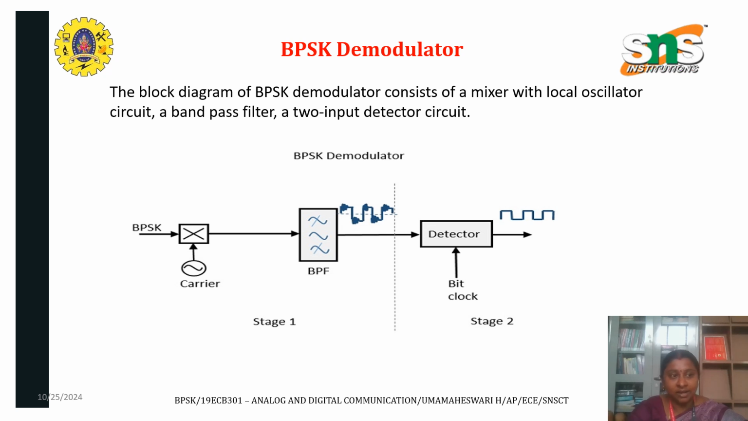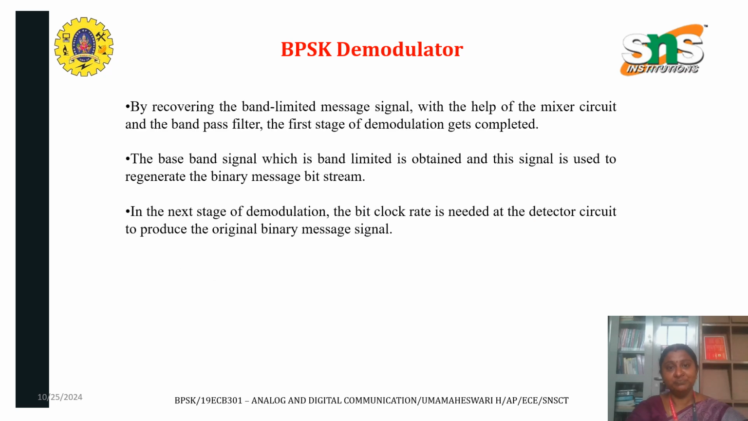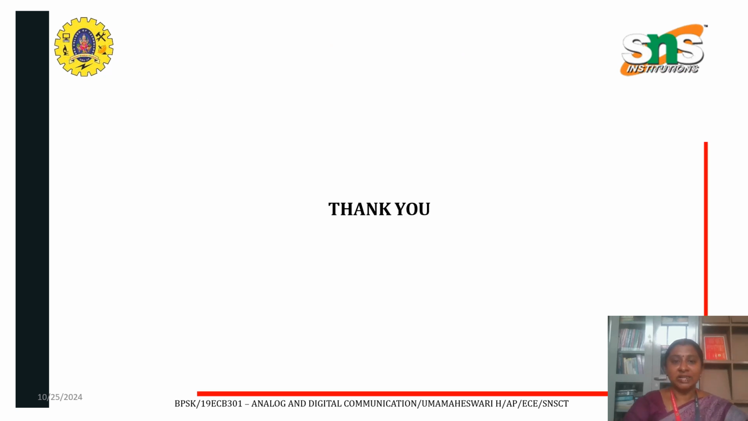Then the synchronous detector. This synchronous demodulator mainly multiplies the input signal and the recovered carrier signal. Therefore, at the output of the multiplier, we get the multiplied signal. Then finally, the bit synchronizer and the integrator. The above signal is applied to the bit synchronizer and integrator, where the integrator integrates the signal over one bit period. The bit synchronizer takes care of the starting and ending time of the bit. So, at last, the bit clock rate is needed at the detector circuit to produce the original binary message signal.